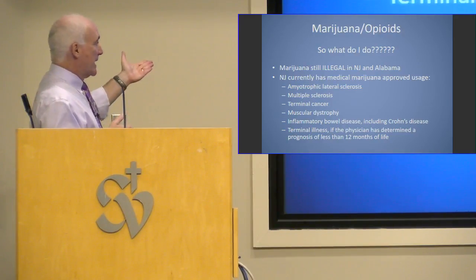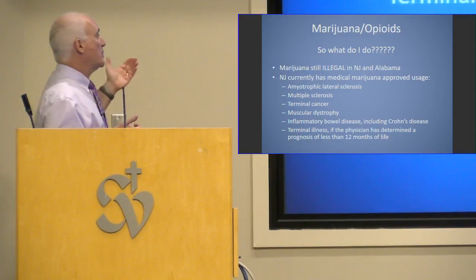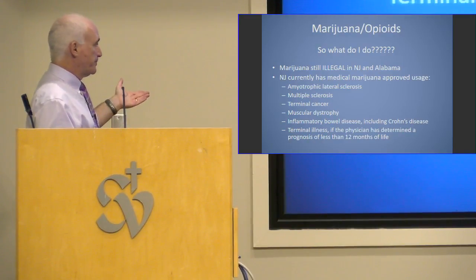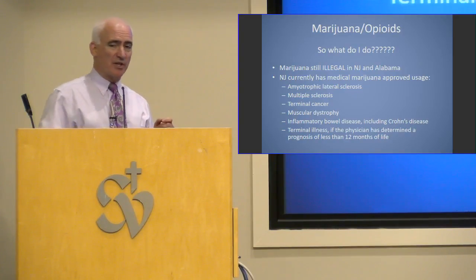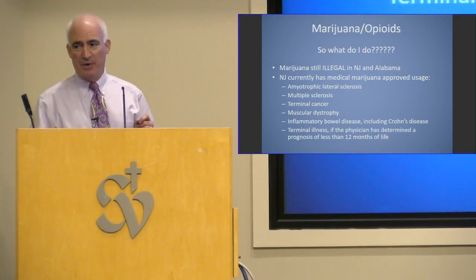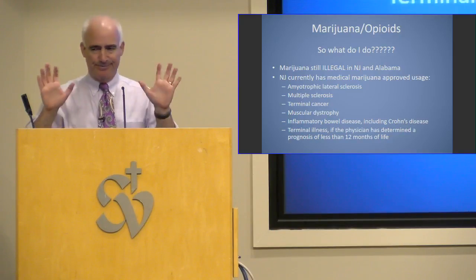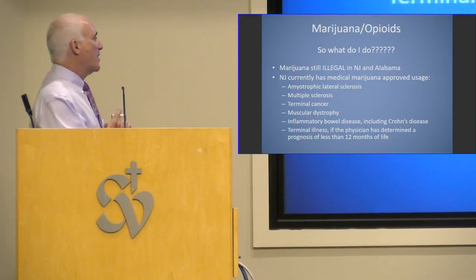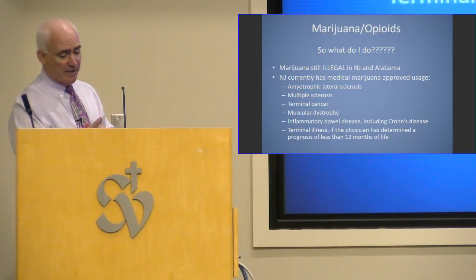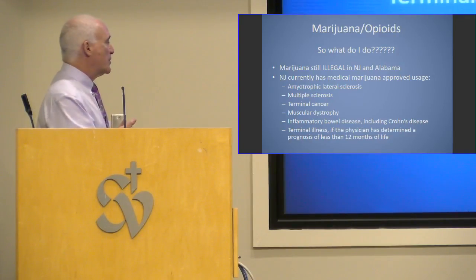But we look at ALS, the Lou Gehrig's disease. We talk about MS, terminal cancer, which is interesting because it's terminal cancer, not just I have cancer, I'm being treated with chemotherapy. That's not an indication. It has to be terminal where you say, look, there's nothing else we can do. I find that very vexing. Muscular dystrophy, which I found interesting, inflammatory bowel disease, and terminal illness.